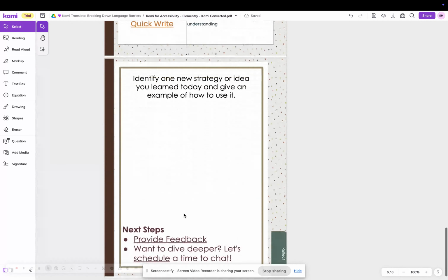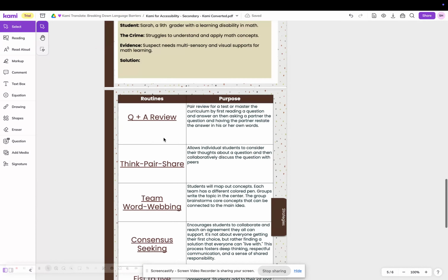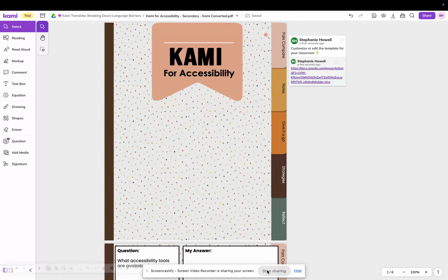They're going to reflect and think about one new strategy or idea that they learned today and give an example of how to use it. So again, this session can be a great way to boost accessibility and help teachers understand how to build and use accessibility in their own classroom.